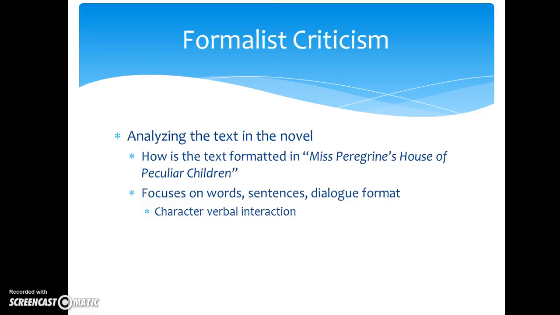So we focused on words, sentences, the dialogue format, and more importantly, how the character interaction affected the verbal content. So how did the author phrase dialogue? What kind of words were used to represent emotion, setting, interaction, plot, etc.?